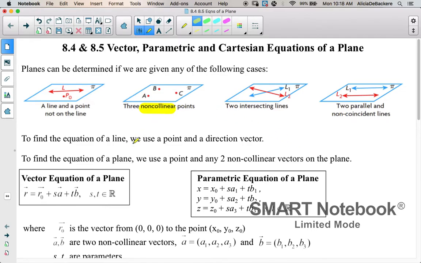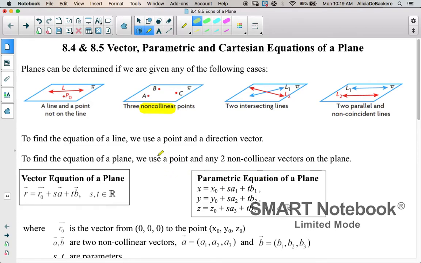Now, in our previous lessons this chapter, we were looking at finding the equation of a line, and to find the equation of a line, we used a point and a direction vector. To find the equation of a plane, the first two formats that we're going to look at are very similar to some of our equations of a line. We're going to look at the vector equation and the parametric equation.